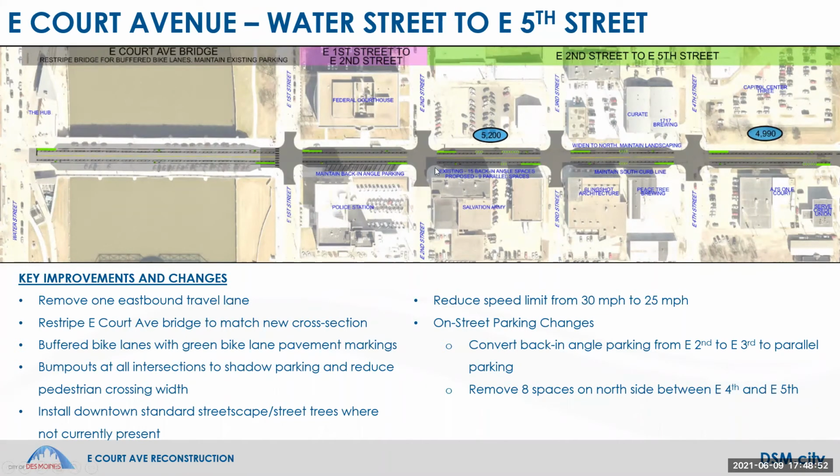The back and angle parking on the south side from East 2nd to East 3rd will be removed and replaced with parallel parking. So about 6 spaces will be lost there. And then from East 4th to East 5th on the north side, in order to get the bike lanes through and not have to widen the road out, we'll be removing a few spaces there.